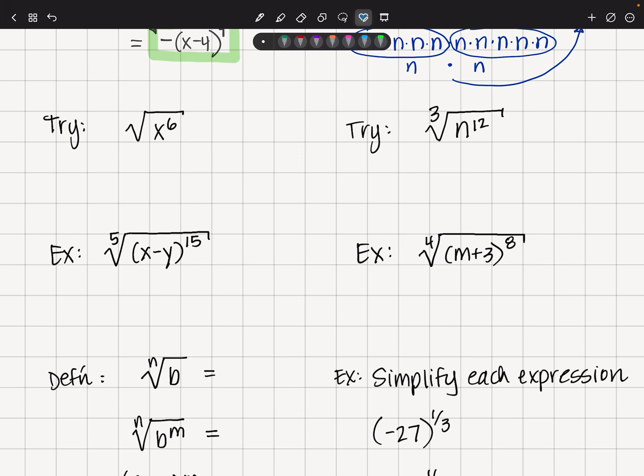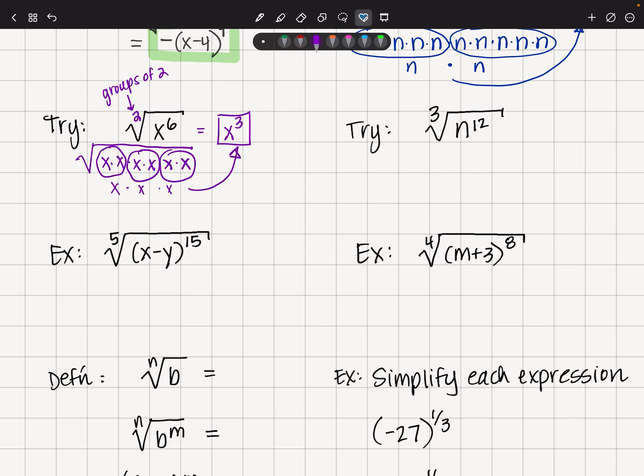Okay, welcome back. If you tried the next 4, you would have gotten the square root of x to the 6th is x cubed. And if you need to, you can put a little 2 here and say I'm looking for groups of 2. And if you expand it to be 6 x's, we're looking for groups of 2. So 2 x's, 2 x's, 2 x's. I have 3 groups of 2. Take 1 from each group, and that's your answer.